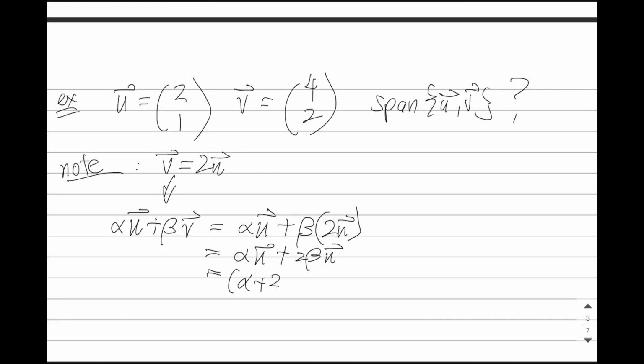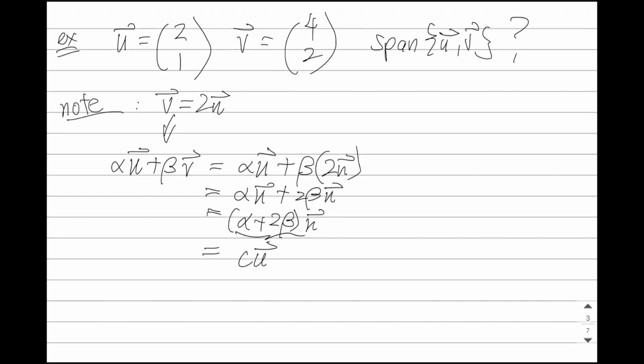And if I wanted to, I could write things like this: alpha plus 2 beta times u. Alpha is a constant, beta is a constant, both of them are a constant, so I could just collapse this back down to this. And so anytime I were to take multiples of these two vectors added together is just multiples of u. These vectors aren't different enough.